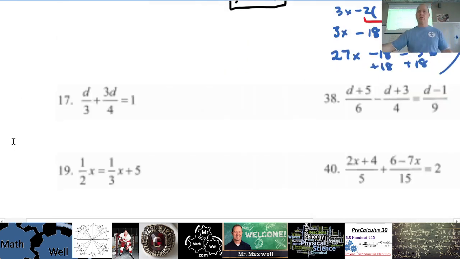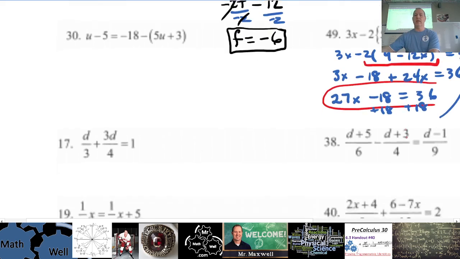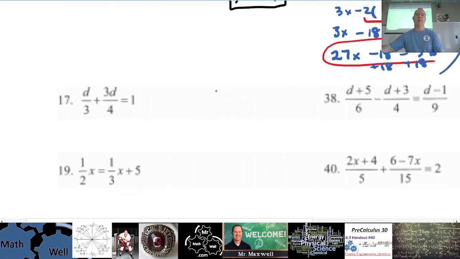So this one, you've got denominators of 3 and 4, and you want to get rid of the denominators because you want to get to a situation like this, right? In the other question, where we just had terms with no fractions and no brackets, and so we're going to multiply by the lowest common multiple, which in this case is 12. So 12 times d over 3. Well, 12 divided by 3 is 4. So that would actually be 4 times d. That's what this becomes.